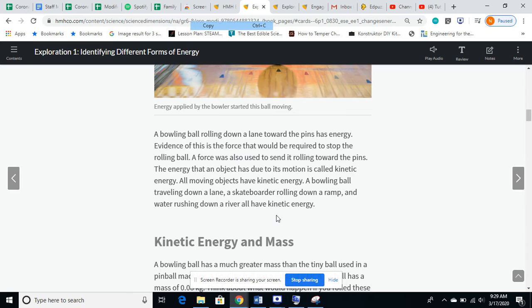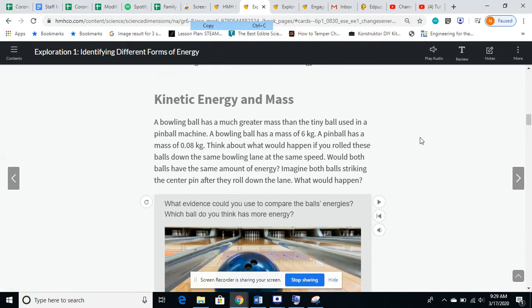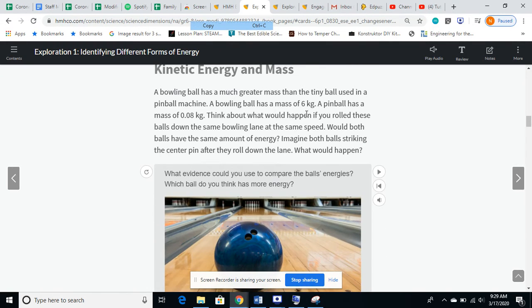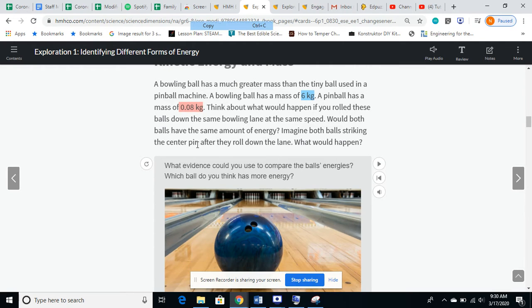all have kinetic energy. Kinetic energy and mass. A bowling ball has a much greater mass than a tiny ball used in a pinball machine. A bowling ball has a mass of 6 kilograms. I'm going to highlight that. A pinball has a mass of 0.08 kilograms. Think about what would happen if you rolled these balls down the same bowling lane at the same speed. Would both balls have the same amount of energy?